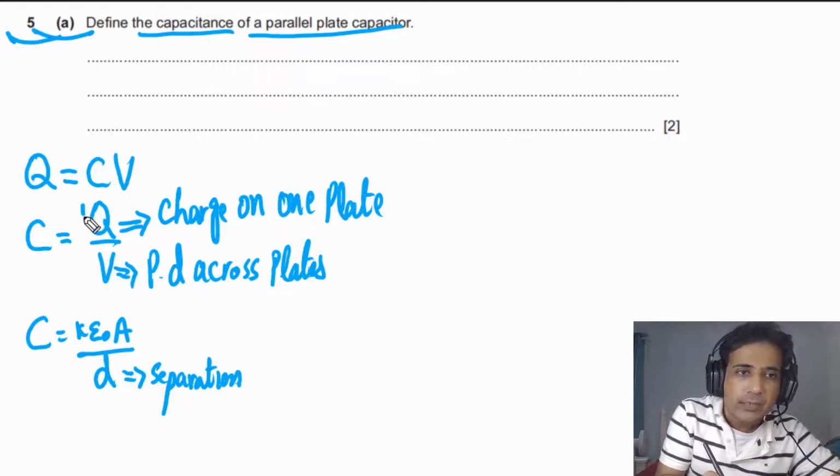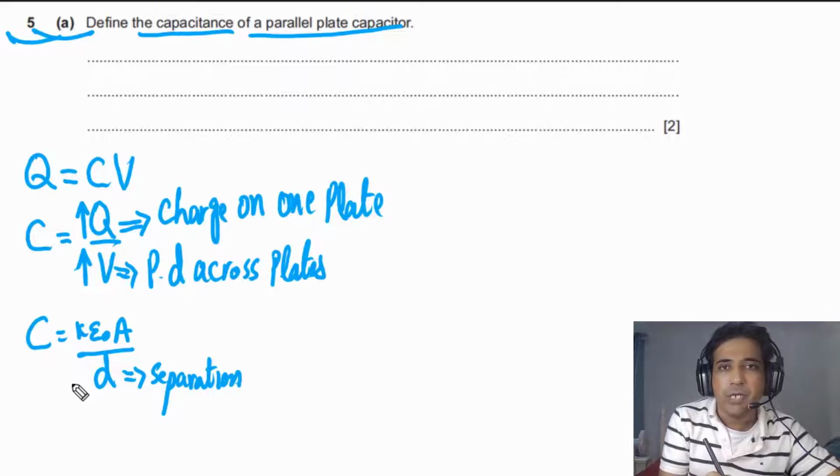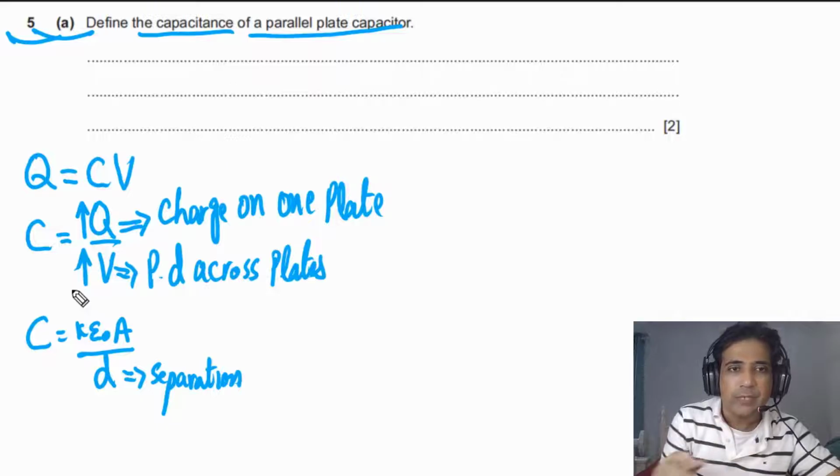C does not depend on Q, C does not depend on V. It simply means that if you increase charge on the plates, V, the potential difference across plates, will also increase. If you increase net charge on one plate, the potential difference between plates will also increase. And vice versa is also true. If you decrease Q, V will also decrease.